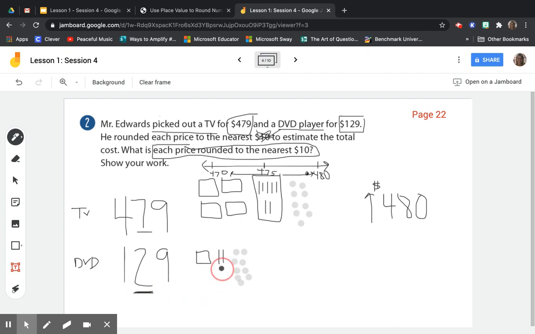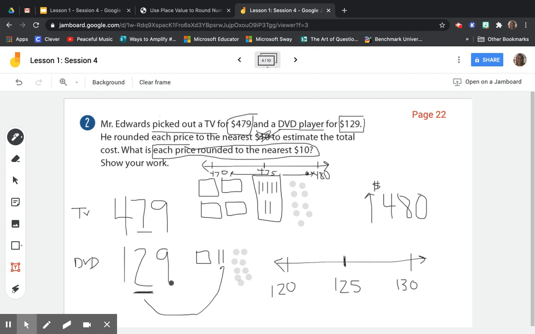I have 2 tens. Okay, well, my neighbors for 2 tens are 20, and if I add more and more, I would have 30. Now, remember we have 100, so I'm going to add 100, 100. Now, I'm going to cut this in half. Halfway between 120 and 130, 125.